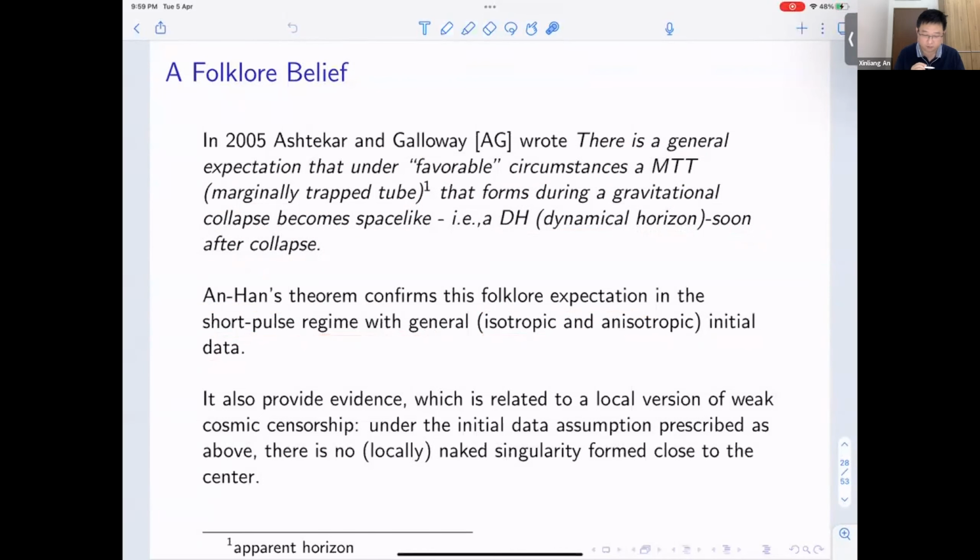Also, this result provides evidence related to a local version of weak cosmic censorship, under the initial data assumption prescribed as above in our theorem.